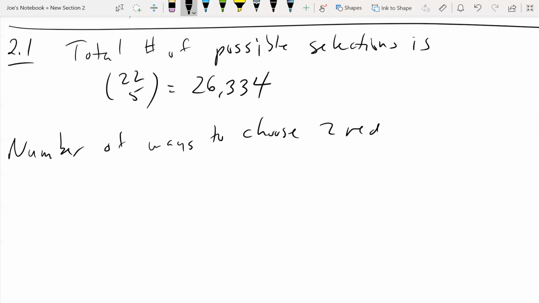So how many ways are there to choose two red balls? Red was, well, okay, blue, whatever. I guess blue was the first one, sorry. I was trying to go in order, I thought red was first. I don't know why. And 1 of each of the others.